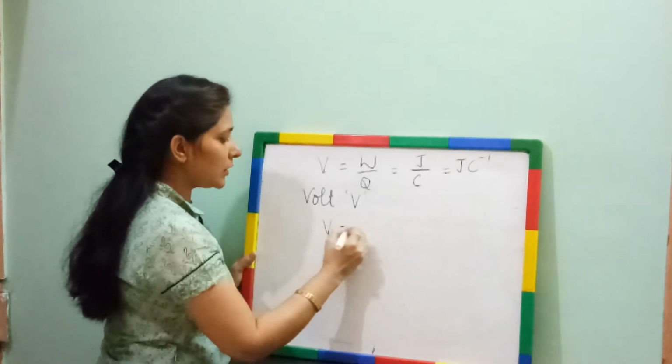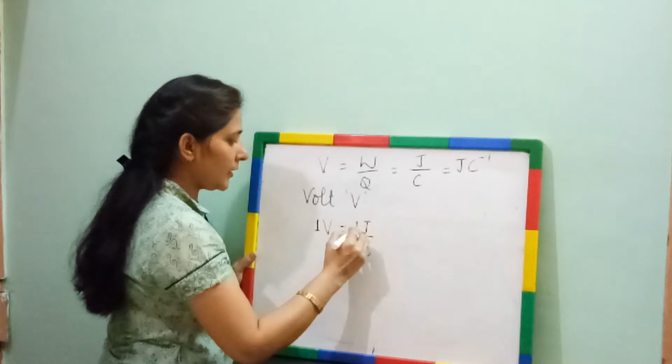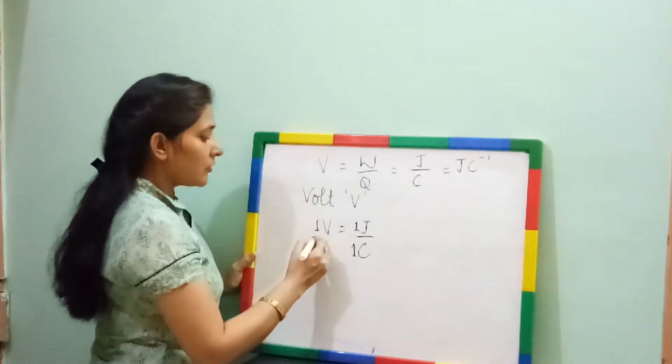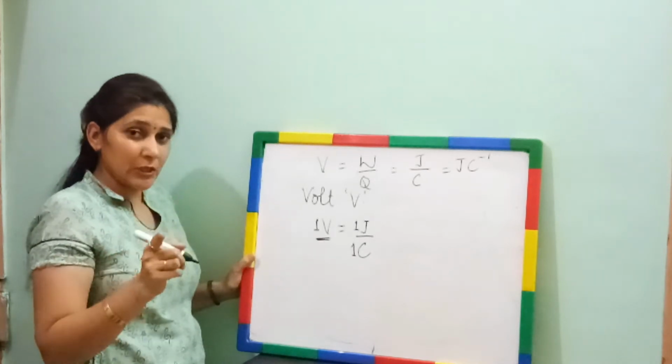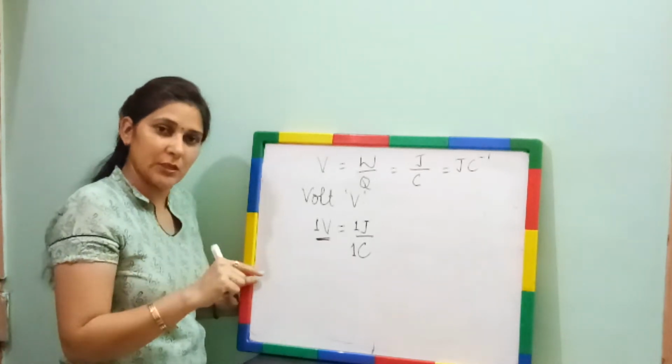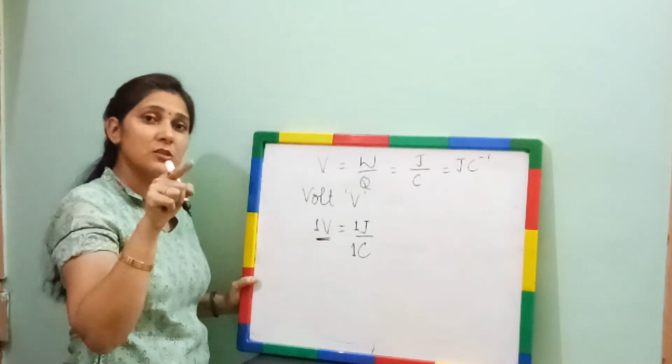V is equal to joule upon coulomb. If 1 volt is to be defined, 1 volt is the potential. If you say it is potential, then you need to define it in terms of potential. If you say this is potential difference, then you need to define it in terms of potential difference.